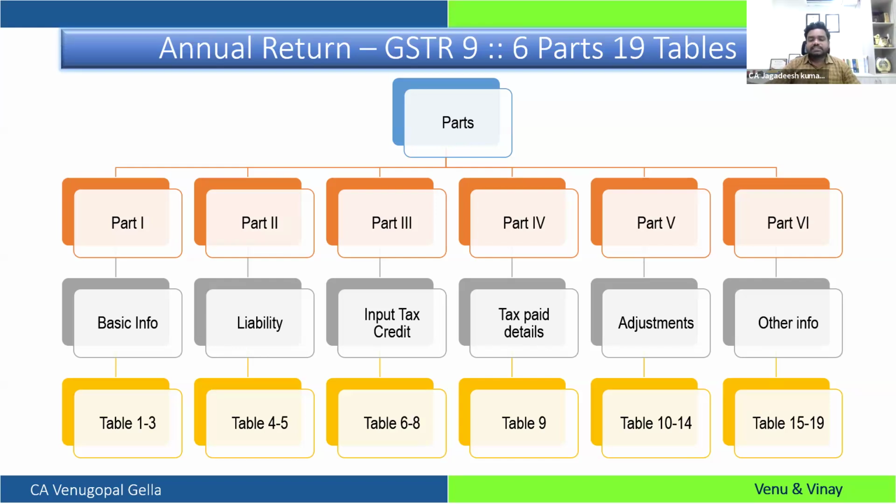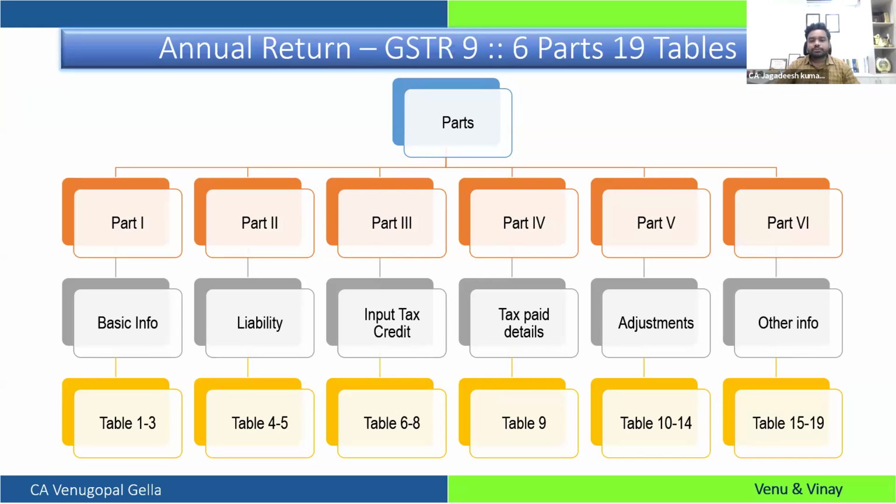Part 6 is other additional information that you need to report to the government. In this, you need to report the HSN outward, inward, and the refund details. If you have claimed any refund, those details you need to report in table 15 to table 19.